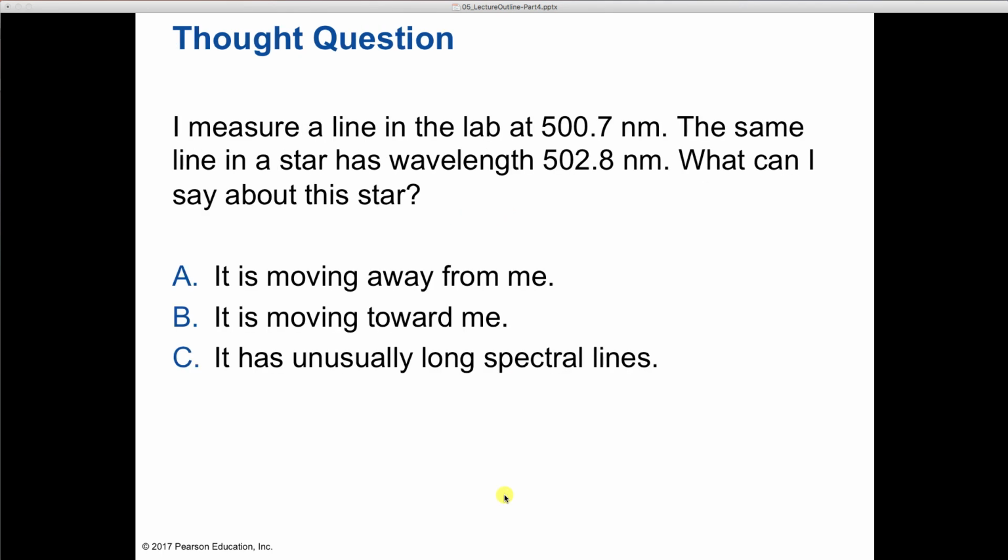So if you measure a spectral line in the laboratory, a color that's 500.7 nanometers, and then you find that same line in a star, but it has a slightly different wavelength, you measure it to be 502.8 nanometers, so it technically doesn't look like the same color, but it fits in the same pattern that maybe comes from a particular atom. So it's slightly shifted to a slightly longer wavelength. What can you say about the star? The wavelength has been shifted, it's gotten a little bit bigger. When wavelengths shift to bigger wavelengths, we say that they have been red shifted, and that's an object traveling away from us, right? The object's traveling away from us.